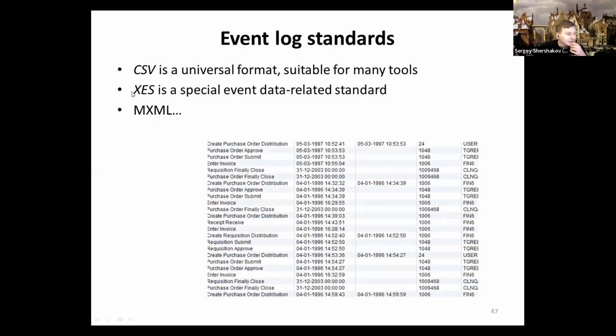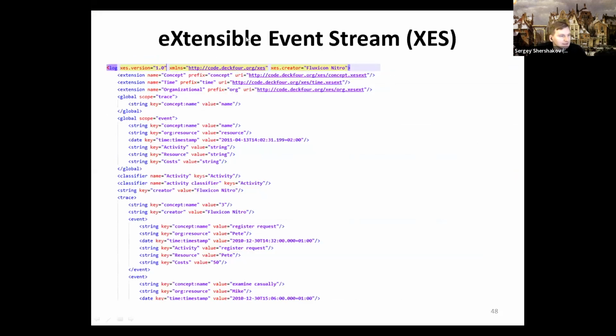There is XES, standing for extensible event stream, and it is nothing else but an XML file. It is an XML file with a special schema describing what could appear here and what could not. You can see that a log is given here using the log element. Then we have some global classifiers. Then we have the trace element representing the beginning of another trace. Inside any trace, we have an event as a collection of attributes.